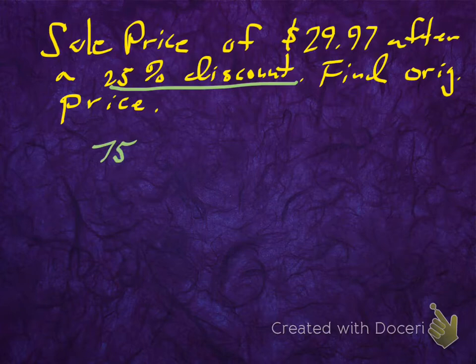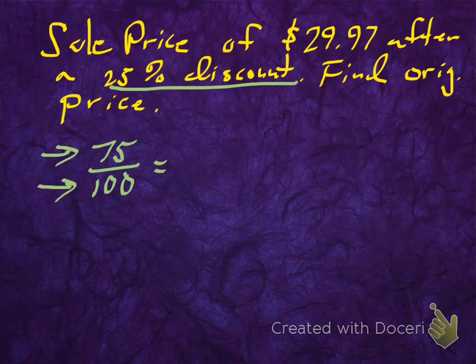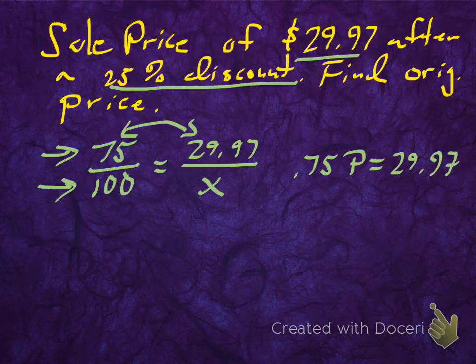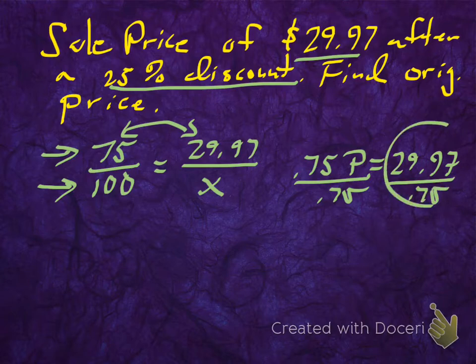Let me show you how to set it up this time as a proportion. So 75 over 100, this is the amount that we're paying out of the total. Okay, and we already know the discounted amount is $29.97, and again, that's the one that corresponds with the 75 because that's the reduced price, and we're looking for the original price. So there it is as a proportion. Okay, you could have also solved this as 0.75 times P equals $29.97 like we did on the first one. Divide both sides by 0.75, and of course if you have a calculator, that'll give you the answer right there.